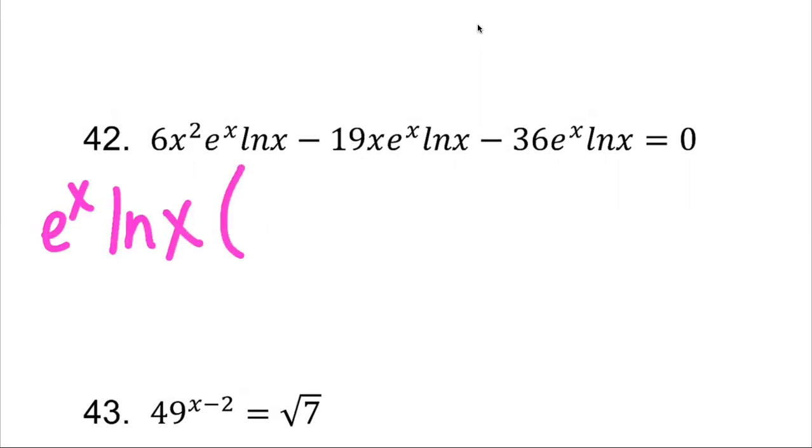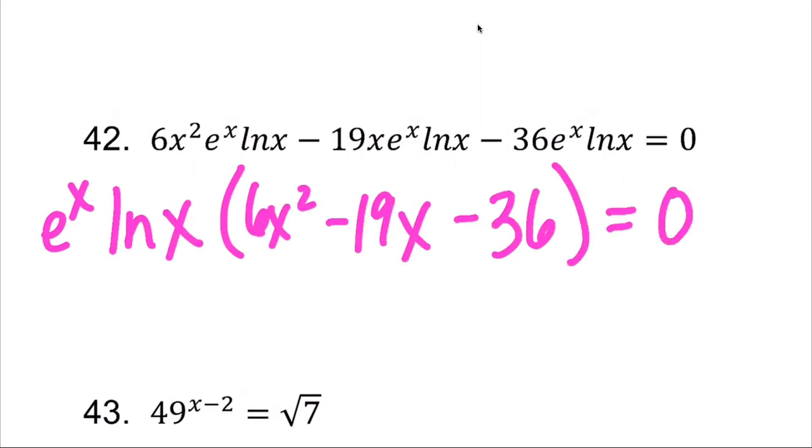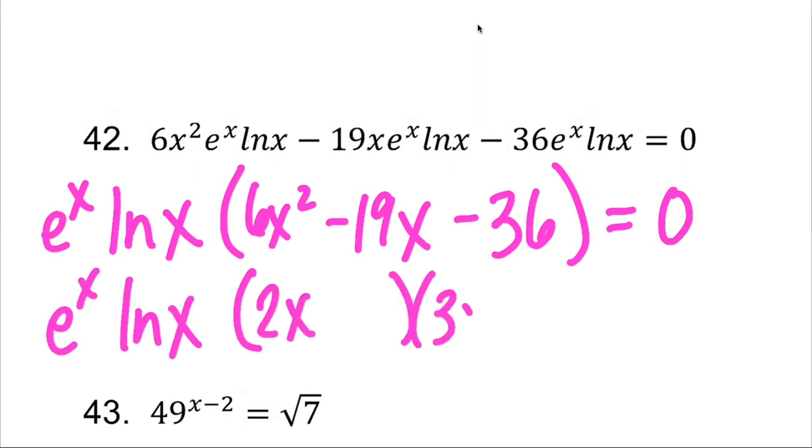And then from there, you'll write whatever you have left over. So 6x squared minus 19x minus 36 equals 0. Then from there, I'm going to factor what I have in parentheses. Go ahead and bring this down. I have no idea what that would be. Maybe 9 and 4. 8, 27. Yeah, that works.